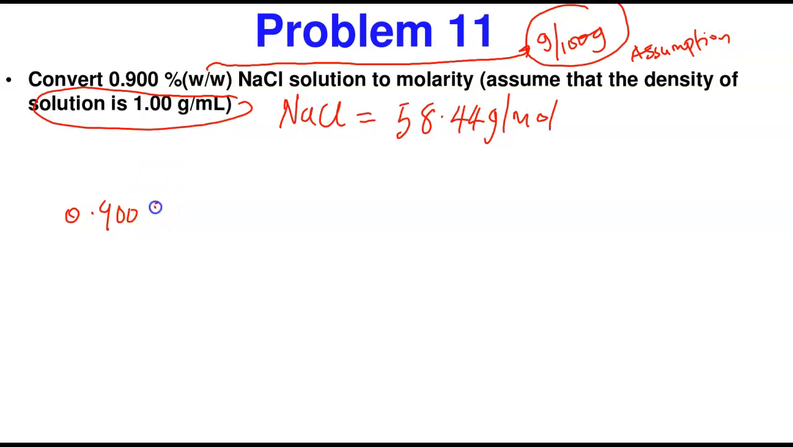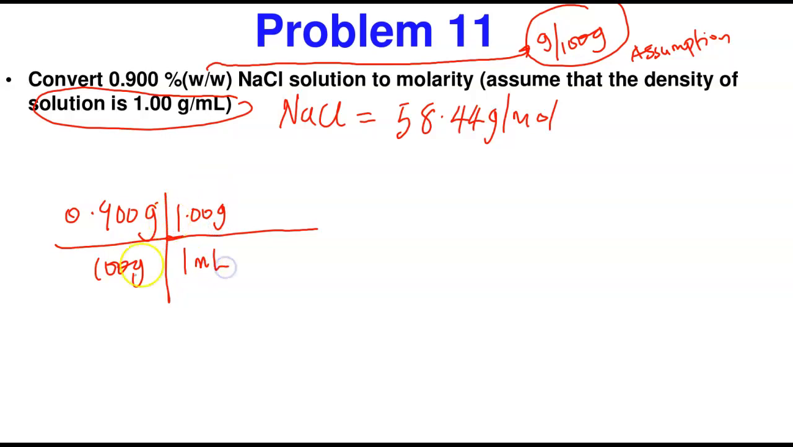Let's see. So that means we're going to put 0.900 grams over 100 grams. And then we'll start eliminating. How do we eliminate here first? You can eliminate anything first. We can eliminate the grams here using the density of this. So if I bring in the density, 1.00 grams over 1 ml. Look at this. Gram here cancels grams here.